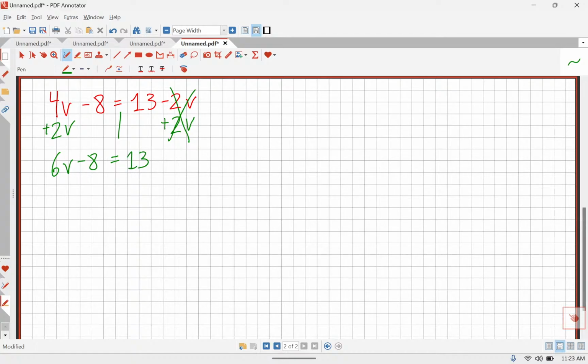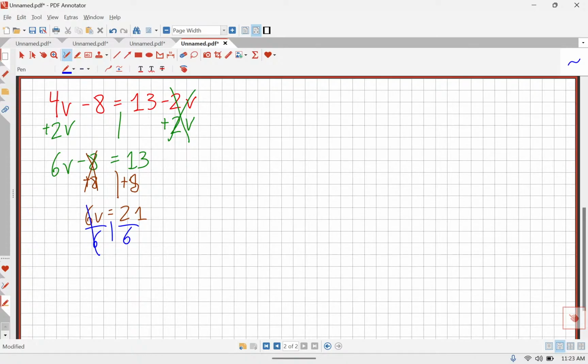Let's listen to Brooks, please. Now that's a two-step equation, Brooks. What are we going to do next? That gives me 6v equals 21, I believe. And then? Or the other way around, yeah.